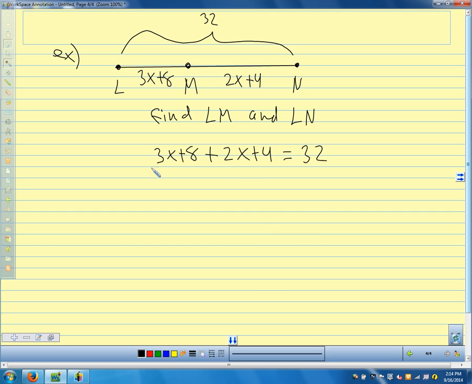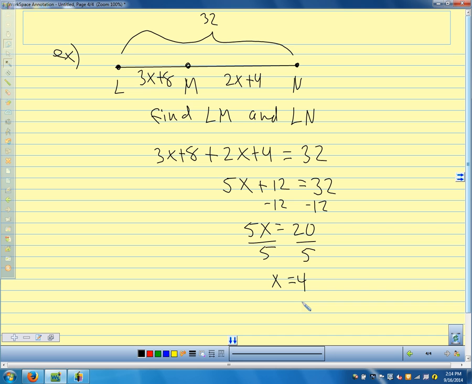Well, we know how to do this, don't we? What do we do here? Combine like terms. So 3x and 2x gives us 5x, 8 and 4 gives us 12, and we get 32. Now we're like the mathematician who set the dumpster on fire. We turn this into a problem we already know how to solve. So we're really happy about that. So what do we do now? Subtract 12. 5x equals 20. Divide by 5. And just like Avery said, x equals 4.